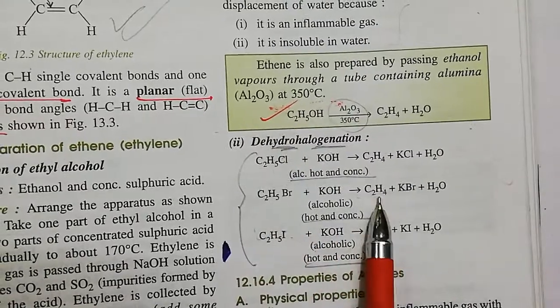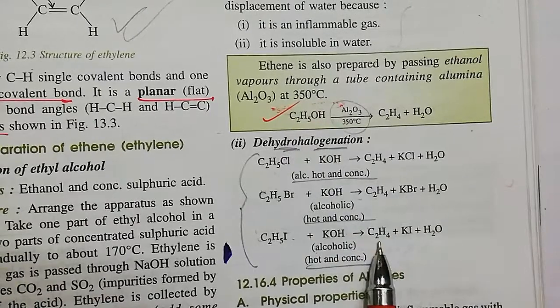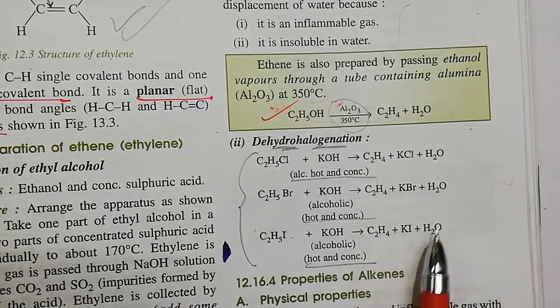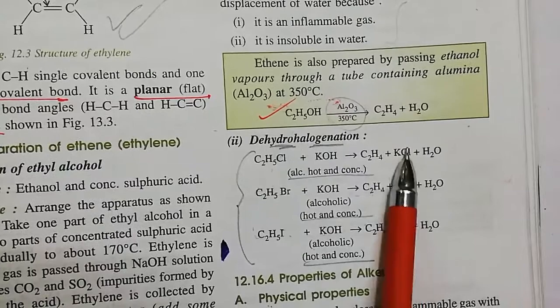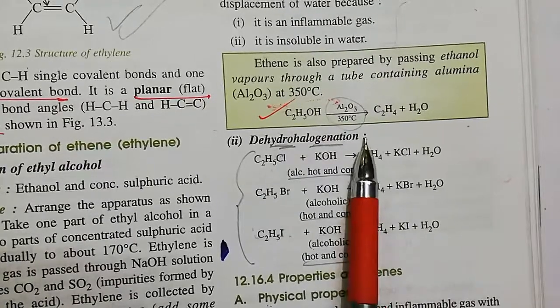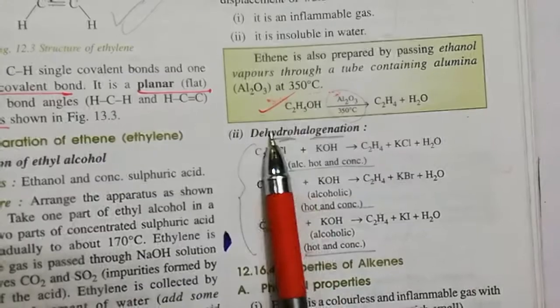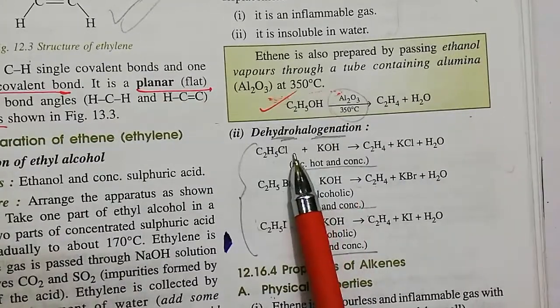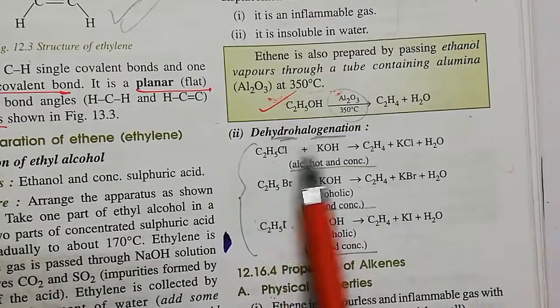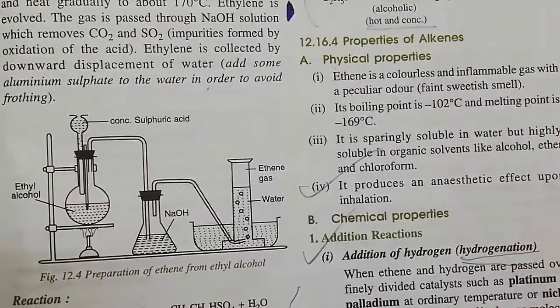You are getting C2H4. Similar kinds of reactions give side products, so the main product you must write. From alkyl halide, by the process of dehydrohalogenation, the halogen is removed along with one hydrogen, and we are getting alkene. Now let's move to properties of alkenes.